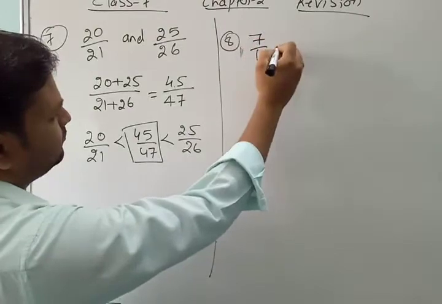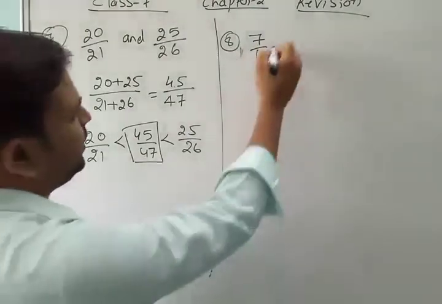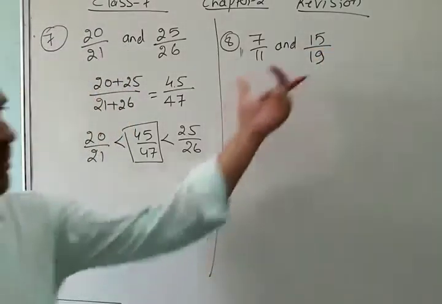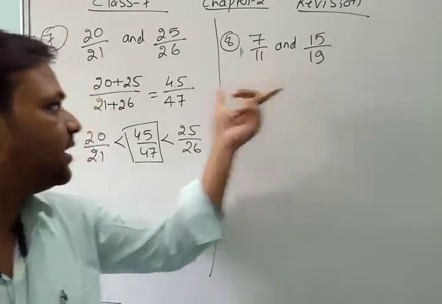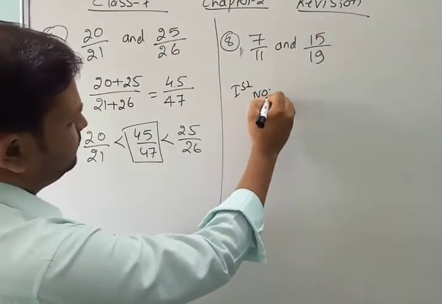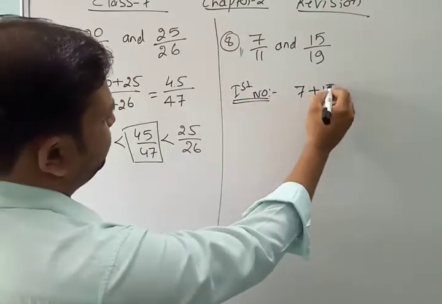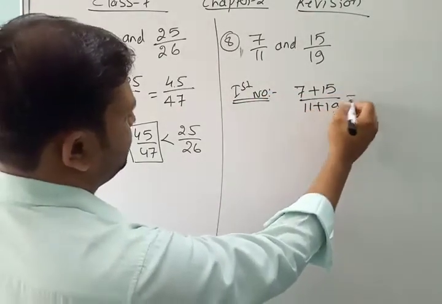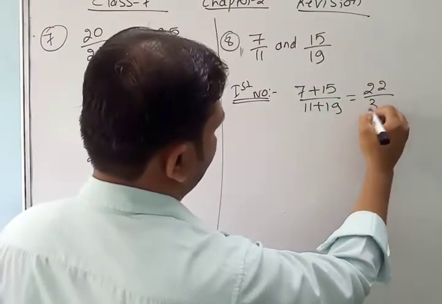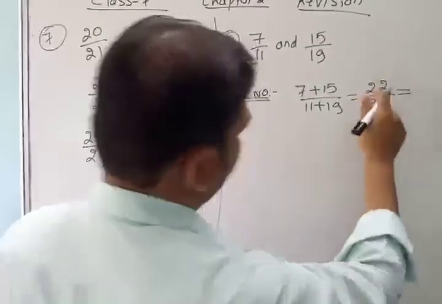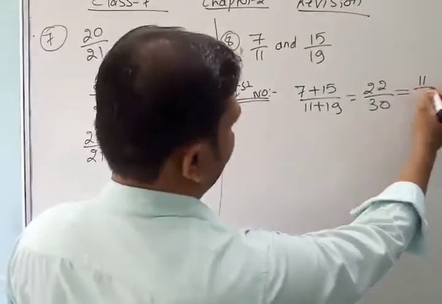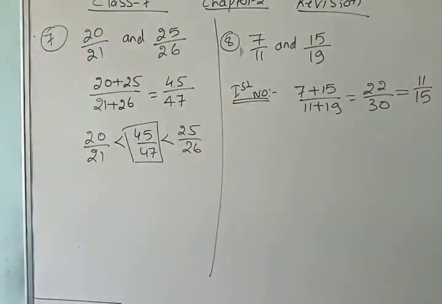7/11 and 15/19, and we have to insert two numbers between these two. So two number insert करने के लिए फर्स्ट नंबर के लिए तो सेम प्रोसेस होगा. For finding the first number, the process is same. 7 plus 15 upon 11 plus 19. 7 plus 15 is 22 upon 19 plus 11 is 30. So divide 22 and 30. Both numbers are divisible by 2. So write it 11 by 15. So it is our first number.